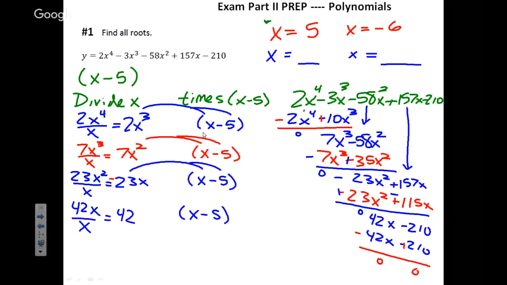So now I have to take the answer to this, and the answer is sitting right here. And now I have to do the same thing, but instead of x minus 5, I'm going to do x plus 6, which is the other one. Okay? So I'm going to go x plus 6. And then, oh, that's not actually what I want to do. I want to say divide x times x plus 6. And then you have to tell me what was here. What was it? 2x to the third.